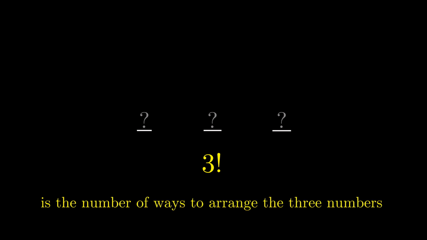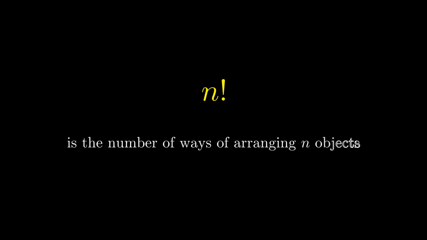And of course, this doesn't just work for 3, it works for any number. N factorial, in general, is the number of ways of arranging n objects. That's the important link to combinatorics. Okay, so we know about factorials, we know how to do them, and we know how they link to rearranging items. But that wasn't our question.